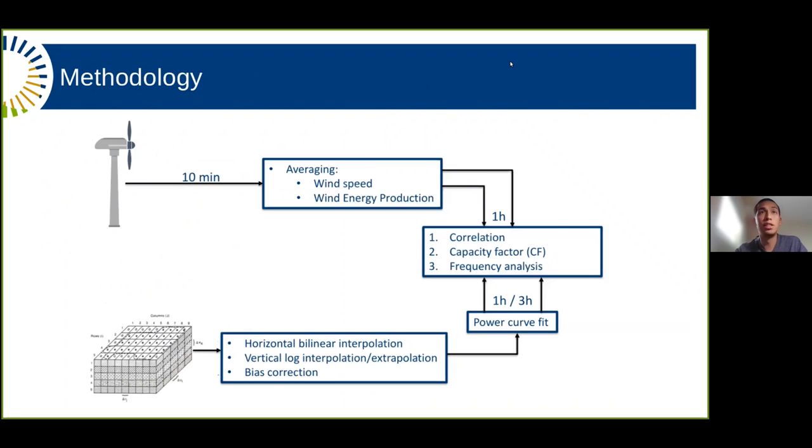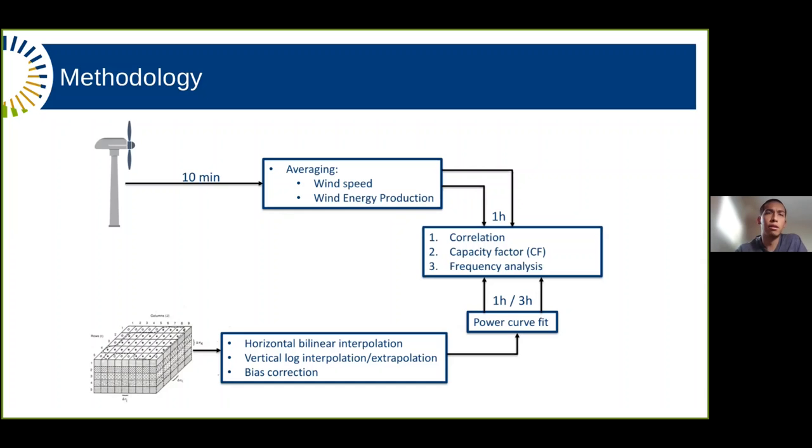So for the methodology that we followed, I want to talk first about the measurements, which are in the upper part of the diagram. The measurements that we got at hub height were wind speed and wind power production at 10 minutes resolution. We averaged them to 1 hour resolution in order to compare them with the models' results.